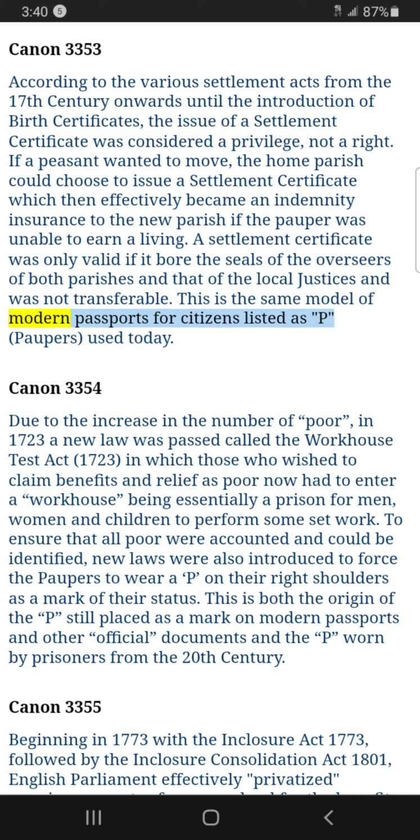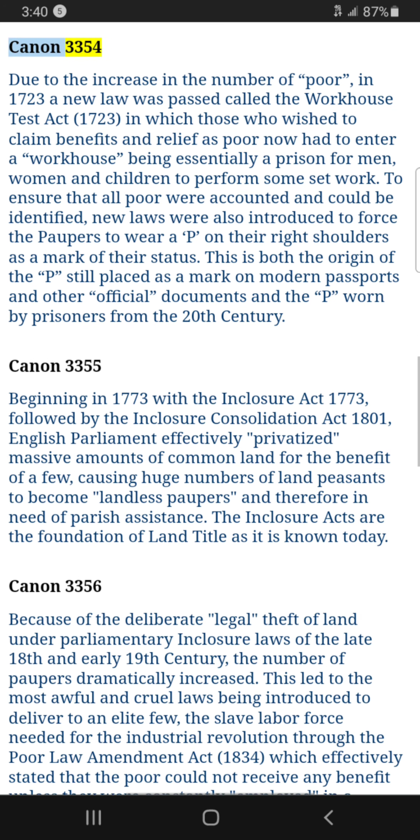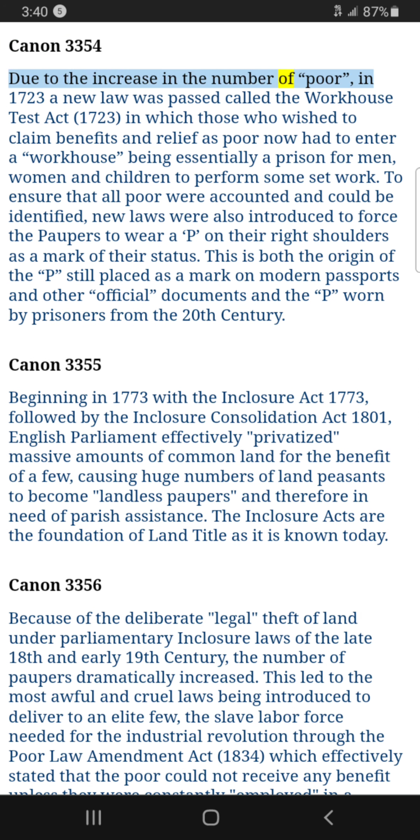This is the same model of modern passports for citizens listed as paupers used today. Canon 3354. Due to the increase in the number of poor, in 1723 a new law was passed called the Workhouse Test Act, 1723, in which those who wished to claim benefits and relief as poor now had to enter a workhouse, being essentially a prison for men, women and children, to perform some set work.